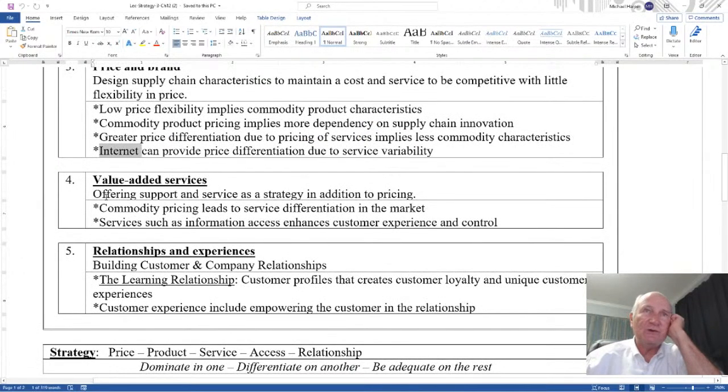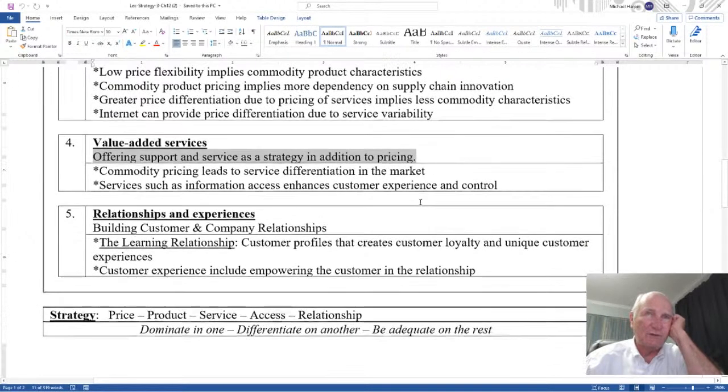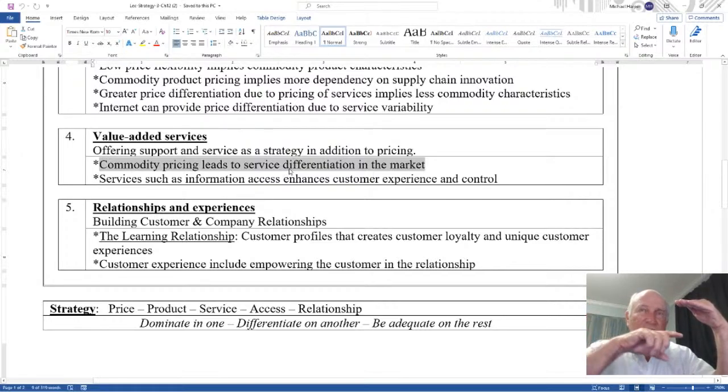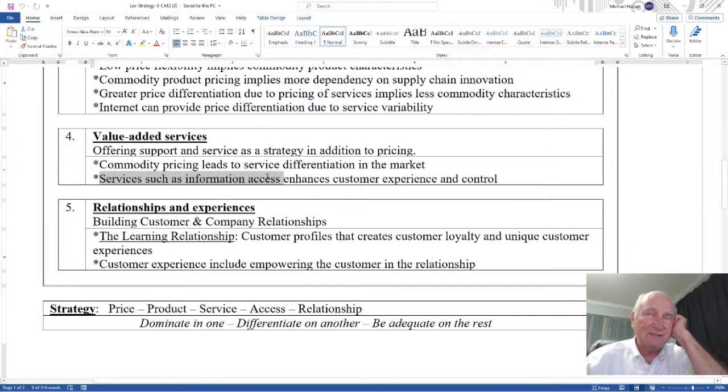Value-added services, well, services then become very important within a commodity, because commodity pricing leads to service differentiation in the market. Commodity pricing means your service then becomes your differentiating factor, not the price. It's the service of the supply chain. And services such as information access through the internet enhances customer experience and also customer control.